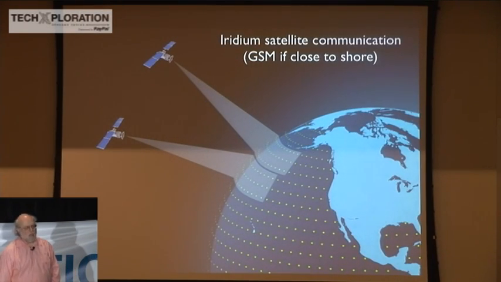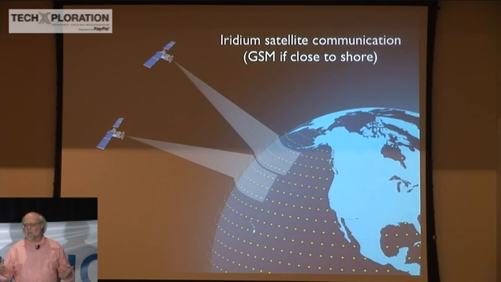We do all our communication through the Iridium satellite network. If we happen to be close to shore, within about 5 miles, we can use cell phones. But we're almost never within 5 miles of the shore. We're almost always way out there. We're usually hundreds and hundreds of miles from anything.